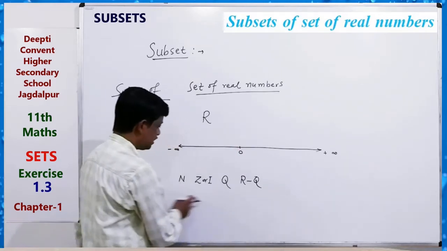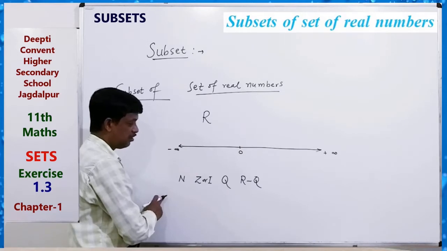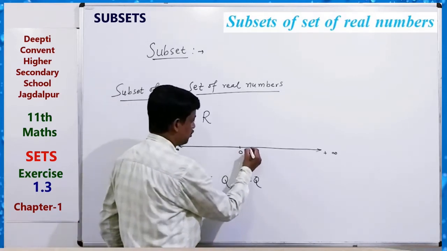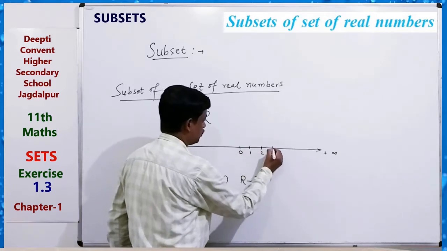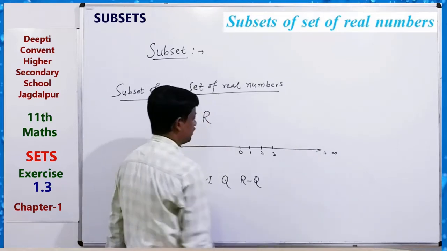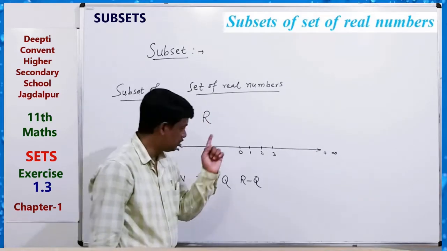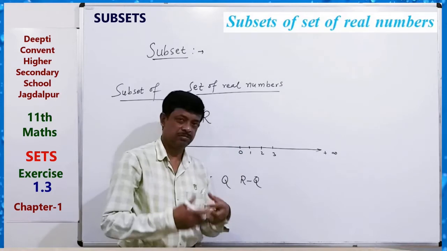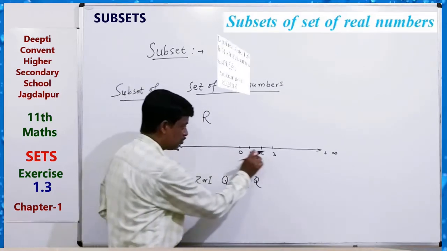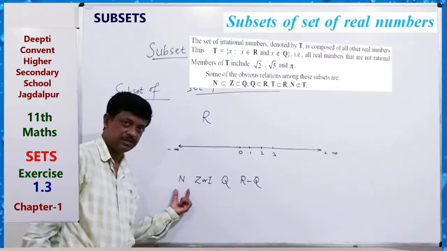Okay, these are all the subsets of R. Because we know natural numbers are 1, 2, 3 and so on. But here, all the numbers on the number line between 1 and 2 are also real numbers. So only 1, 2, 3, 4, 5 are the natural numbers.